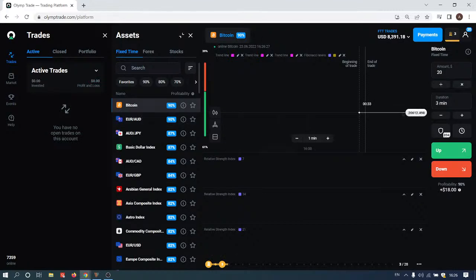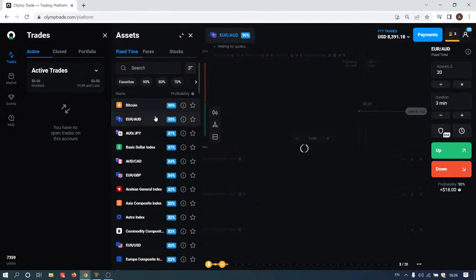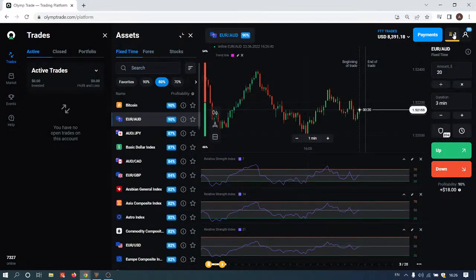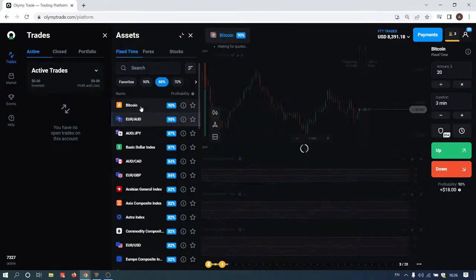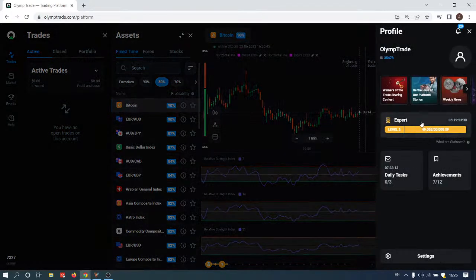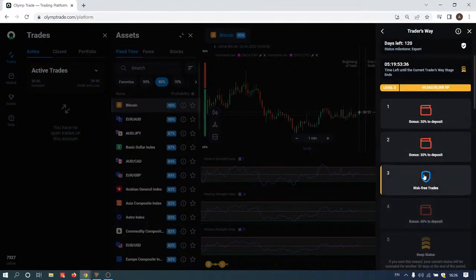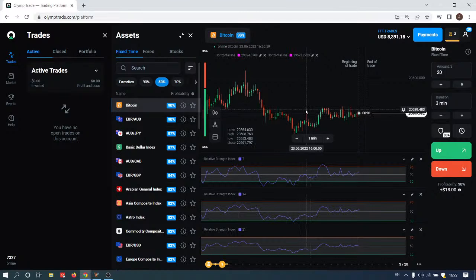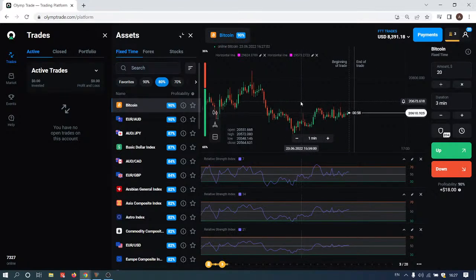One more question: when will buying risk-free trades be available? Yes, I remember that we had certain plans to sell risk-free trades in the marketplace, but as of now, you can only get risk-free trades when you go to your progress bar or Trader's Way. In Trader's Way, you can win risk-free trades, you can win bonuses, and other things. That's basically where you get risk-free trades.